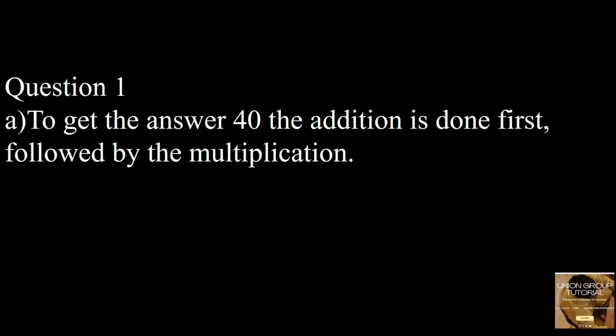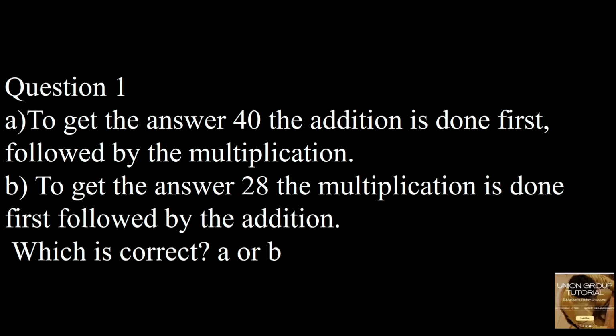So look at this case. We can get our answer as 40 if we did the addition first in question 1, followed by the multiplication. That means if we first add before we multiply, then we're going to get 40 as our answer, and our answer can be 28 if we multiply first before we add. So according to BODMAS, multiplication comes before addition, so that is why 28 is correct for question 1.